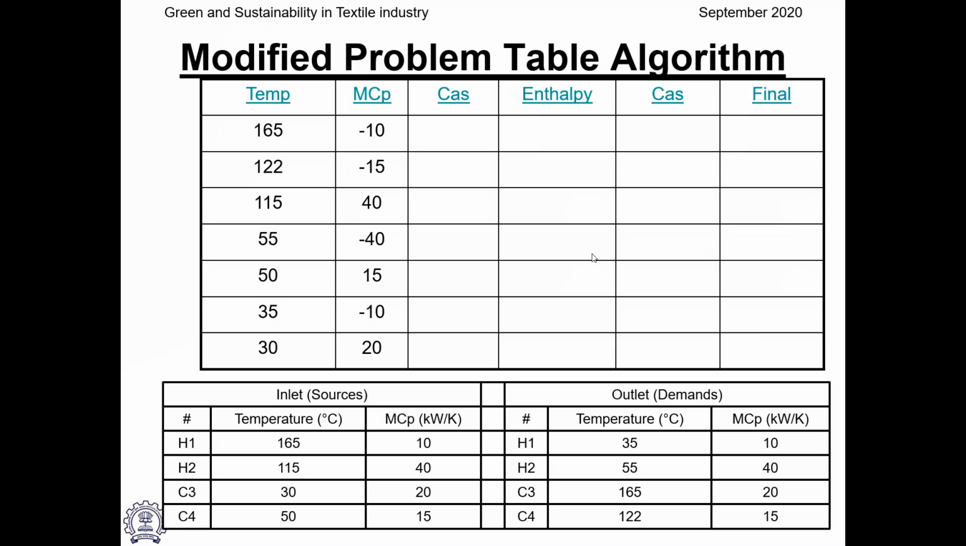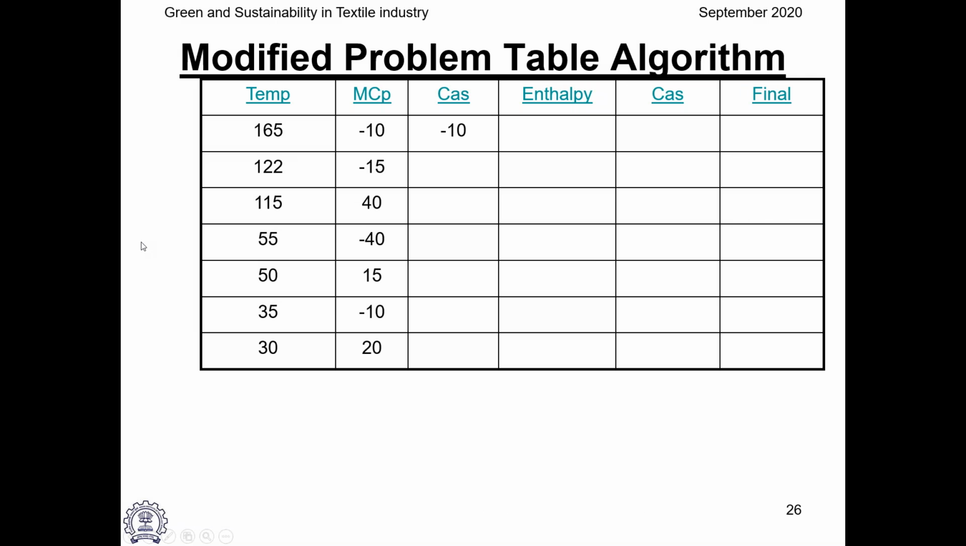Let me remove all of them. So the first entry will be minus 10. Then the next entry will be minus 25. Then it will become 15. 15 plus minus 40 is minus 25 again. Then minus 25 plus 15 will become minus 10. Minus 10 minus 10 will become minus 20. Minus 20 plus 20 will become 0. So if you go through this algorithm, this will always become 0.